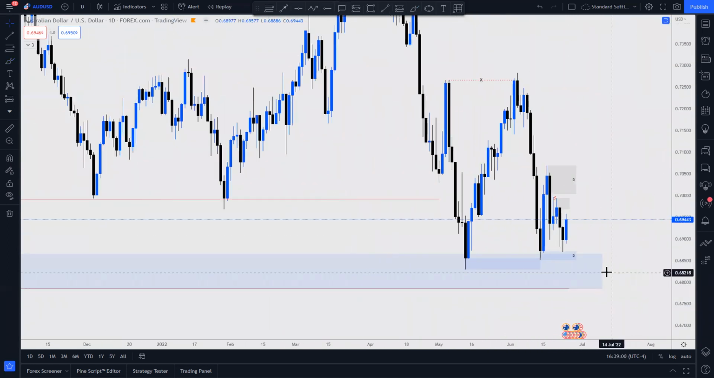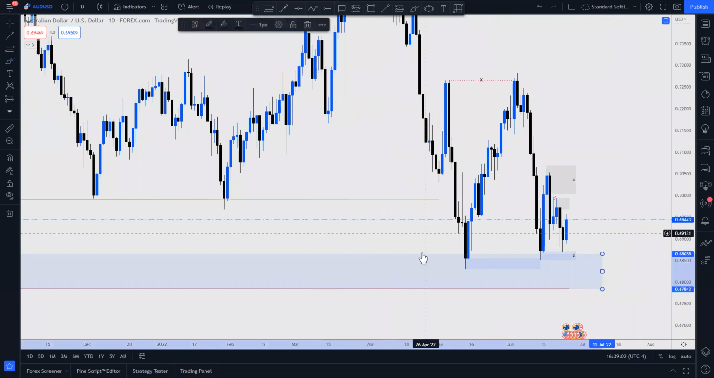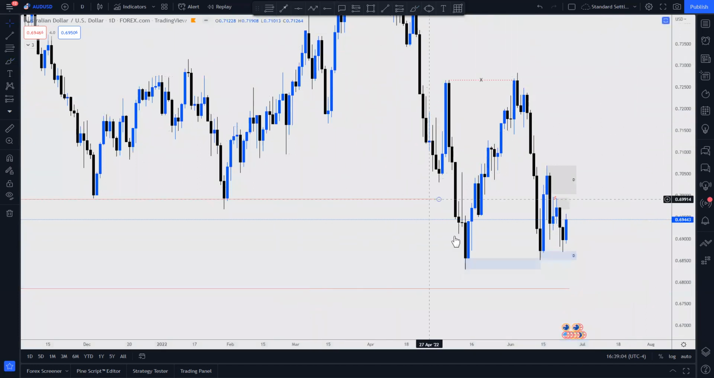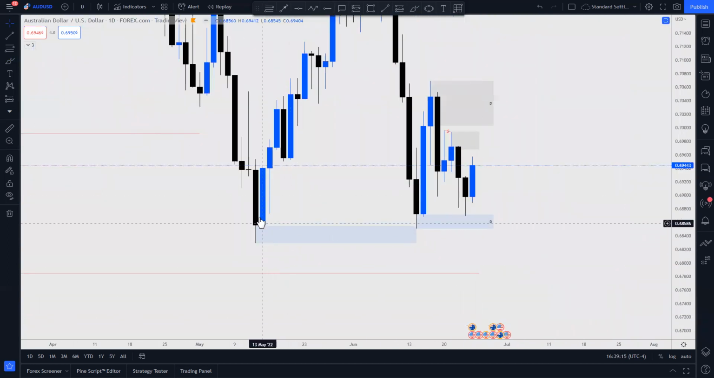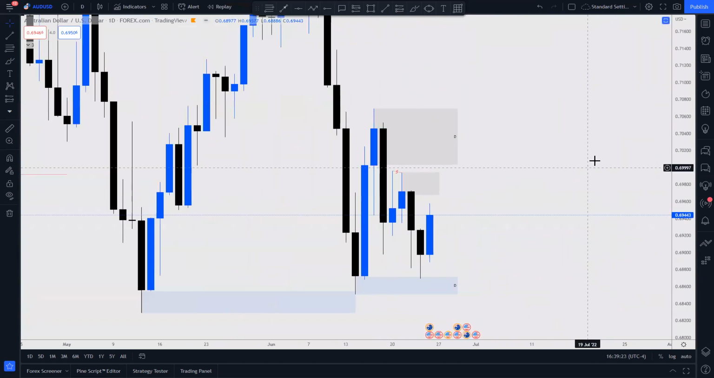Let me get rid of this because we already know that we are in a higher time frame demand zone. Price has already reacted there. We're coming down for another tap at it. We have a chain of demand here from here to here to here, and that's worthy of note.